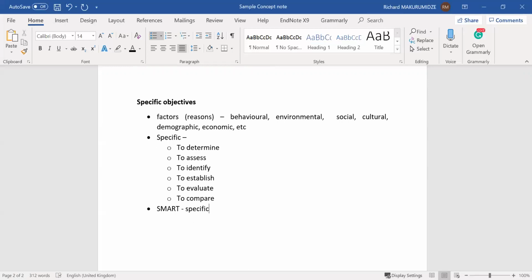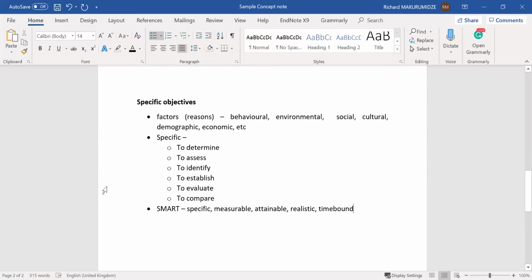It means your objectives are specific, measurable, attainable, so you can achieve what you want to do, realistic, and time bound.